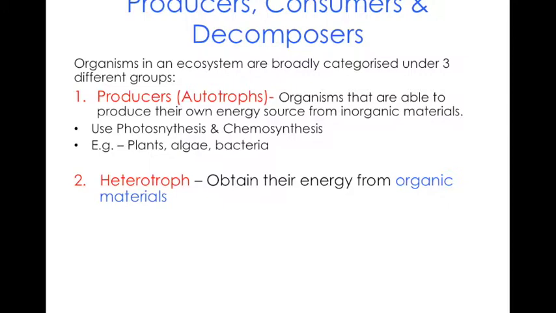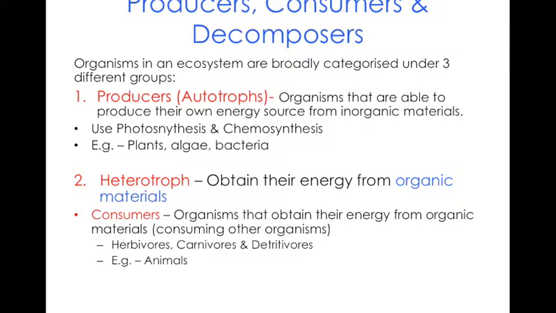The second level are your heterotrophs, or your consumers. They obtain energy from organic material. We use the term consumers because they consume another organism in order to get that energy. So a herbivore, an animal like a cow, would need to consume another organism such as grass in order to get energy. Carnivores, like wolves that hunt deer, get their energy by eating the deer. And then you also have detritivores, which eat dead or decaying organic matter.